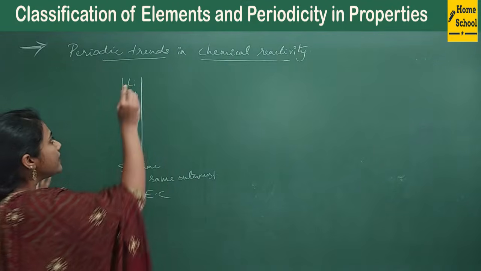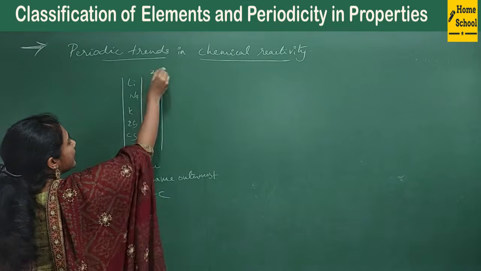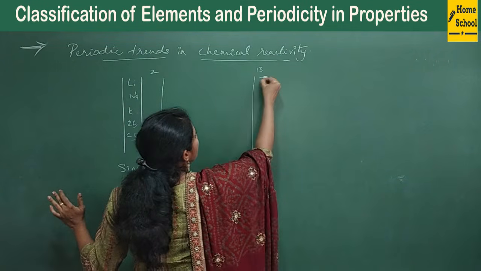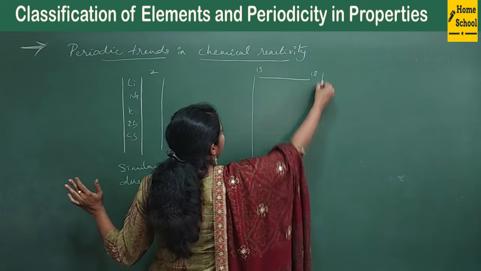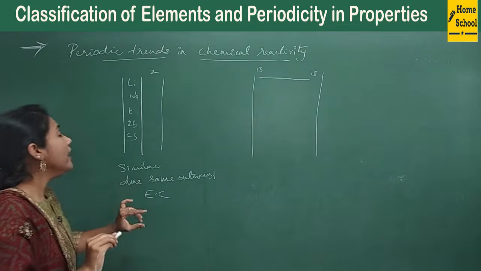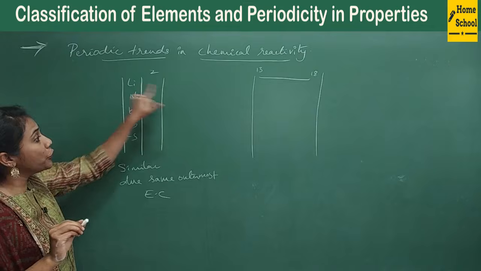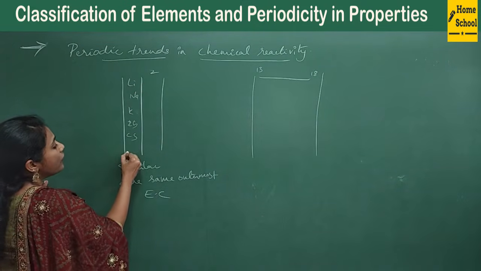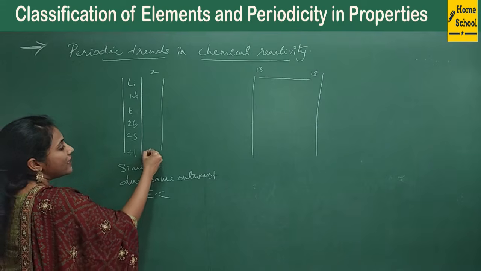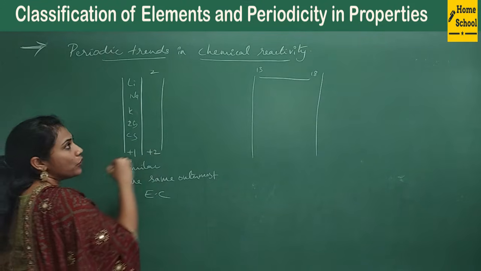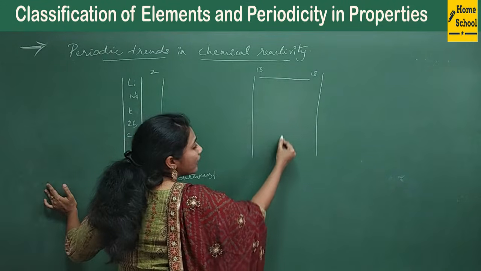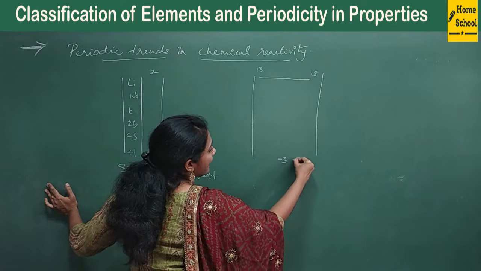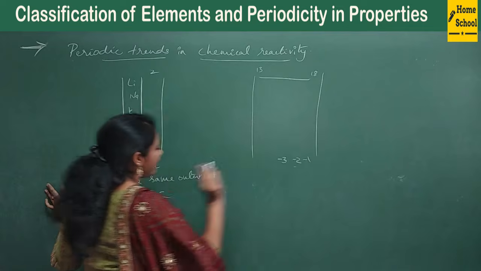Now this is our second group, right? So somewhere here comes 13th group to 18th group. We studied group-wise valency in the previous video, right? So the valency of first group was +1, valency of second group was +2, and here if I go from 15th group, valency was -3, -2, -1, like that.